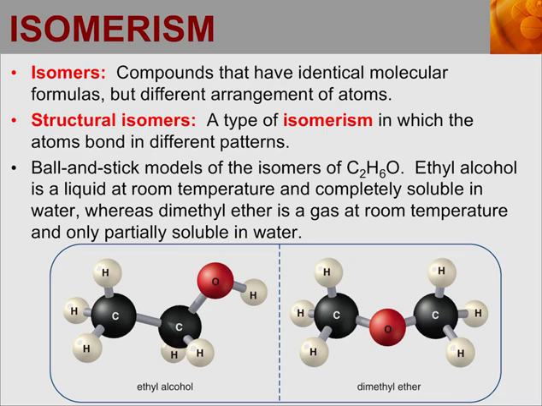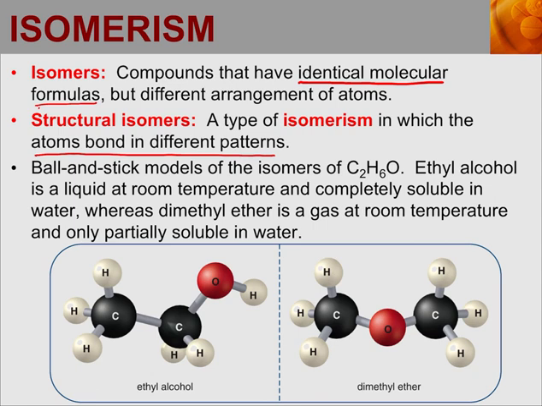Hi everyone! In this video we are going to discuss isomers and different types of structures that we can draw. So isomers are compounds that have identical molecular formulas, but they have a different arrangement for their atoms. So structural isomers are a type of what's called isomerism, in which the atoms bond in different patterns.